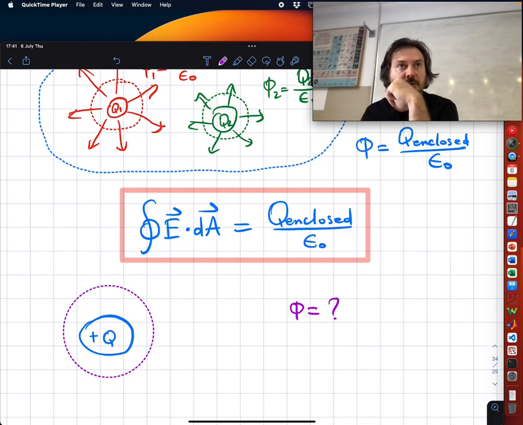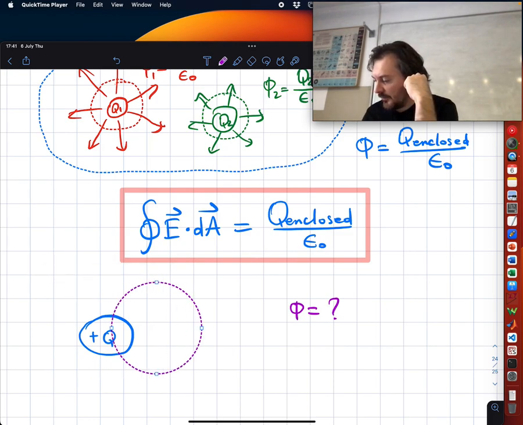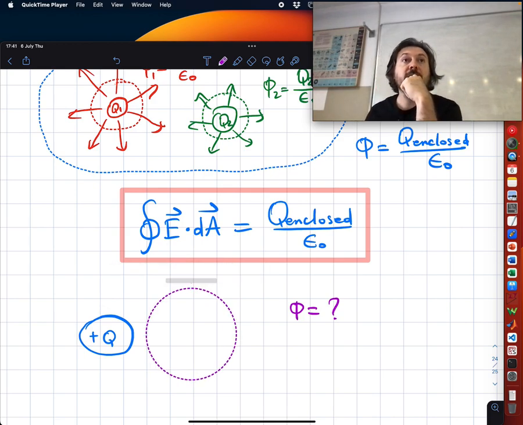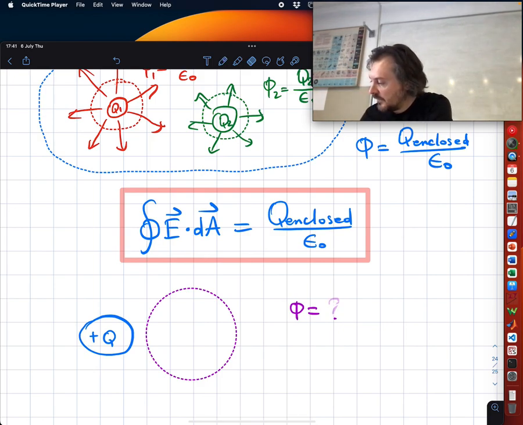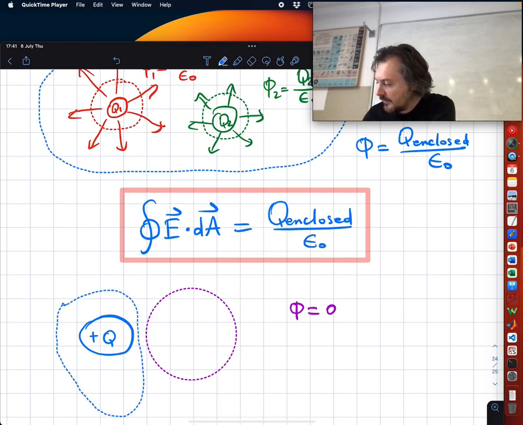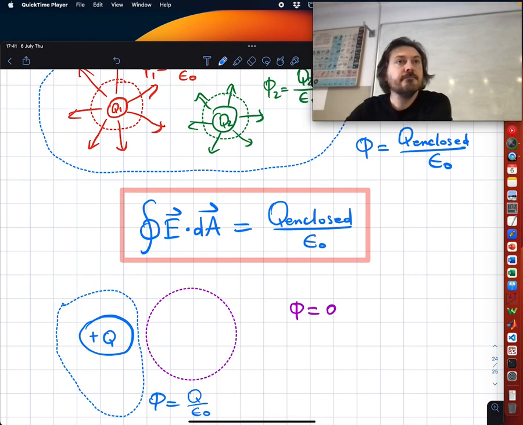Q over epsilon 0, right? What is the flux over here? 0. Because? Exactly. So enclosed Q is 0, right? So this flux is going to be 0, while any kind of such surface will have a flux of Q over epsilon 0. Okay? Do you have any problem with this?